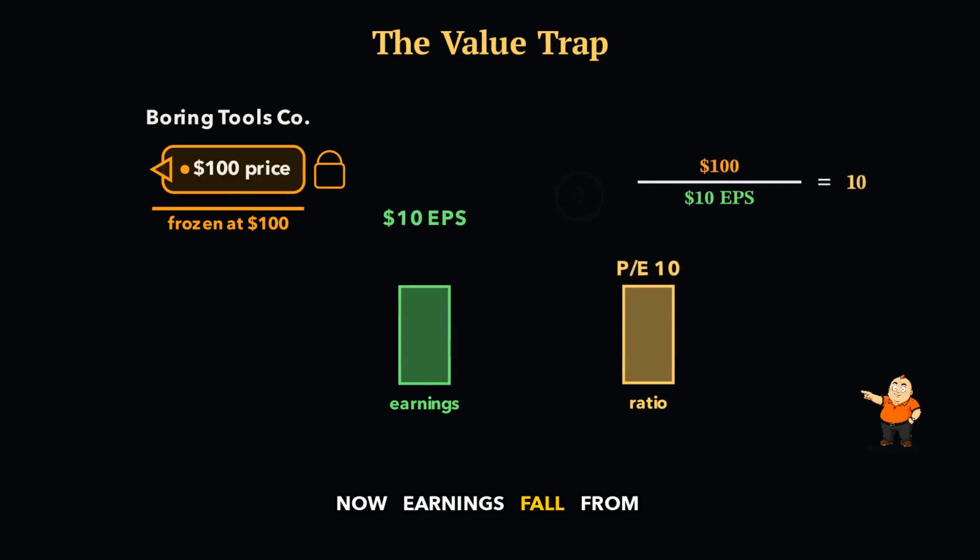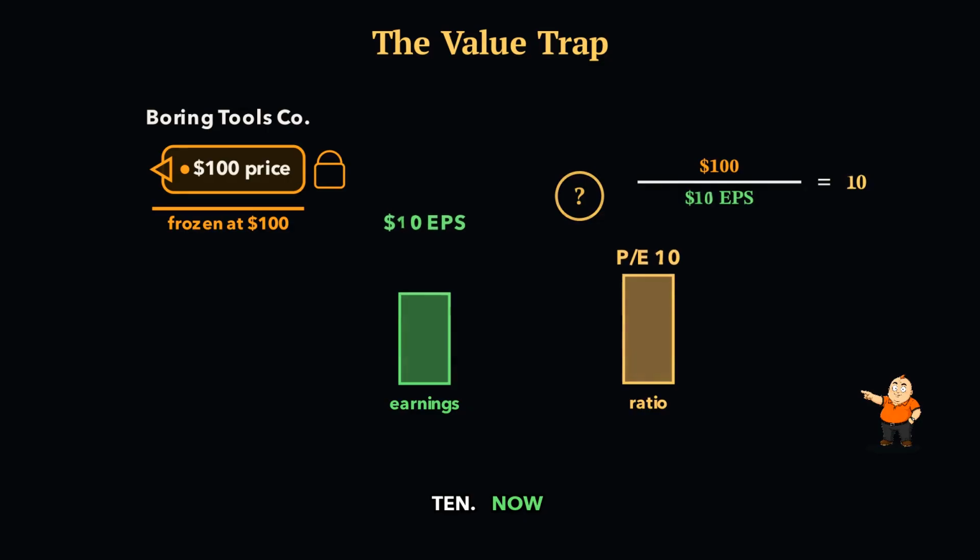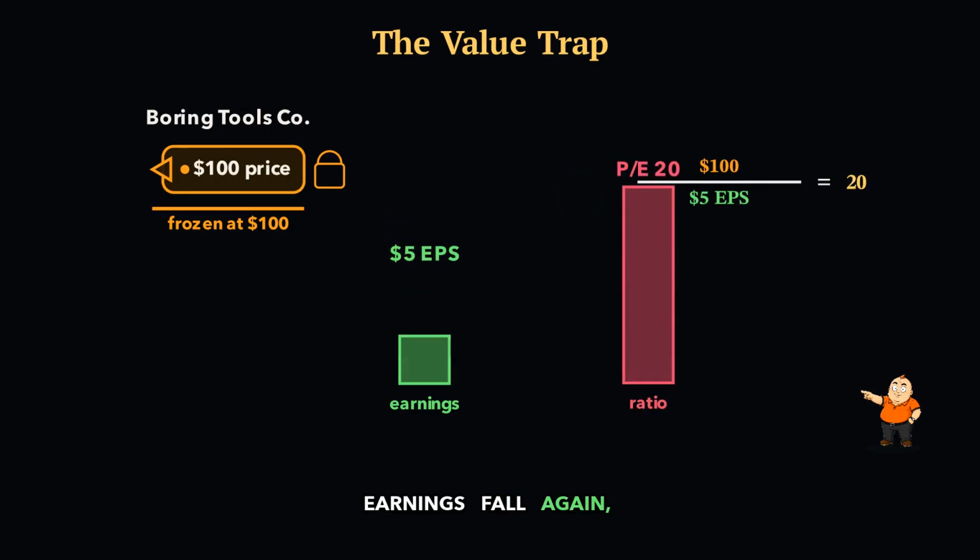Now, earnings fall from $20 to $10. What is the PE now? 100 divided by 10. 10. Now, earnings fall again from $10 to $5. What is the PE now? 100 divided by 5, 20.